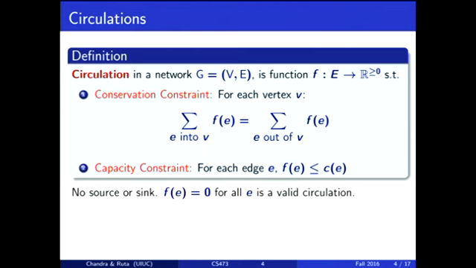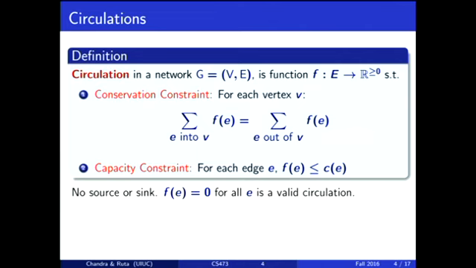So they're not doing anything, right? So it's going from source to the sink. Okay, in circulations, there is no source, no sink. That's why it's called circulation. You're cycling around doing nothing, right? So what does it mean?